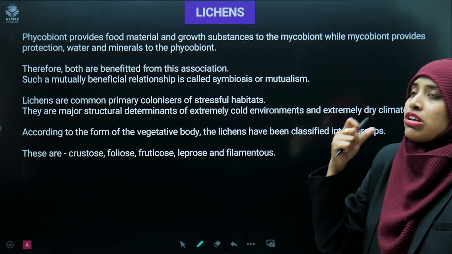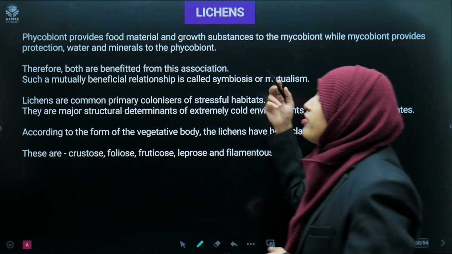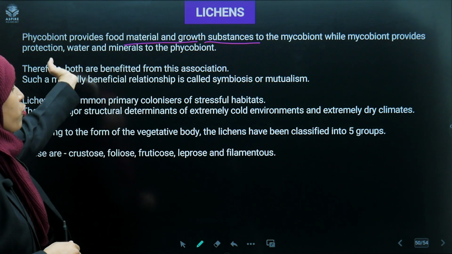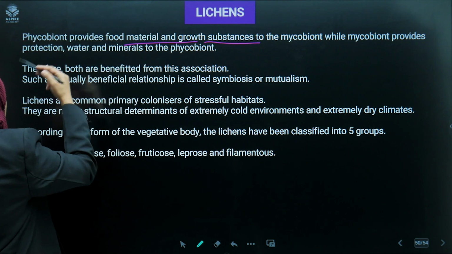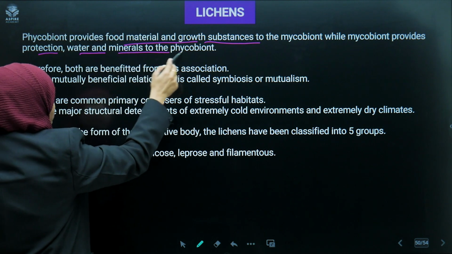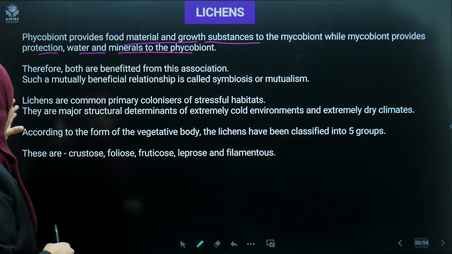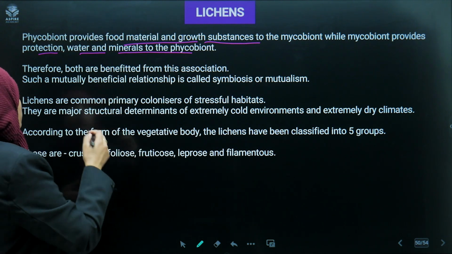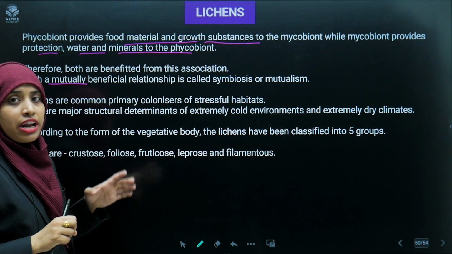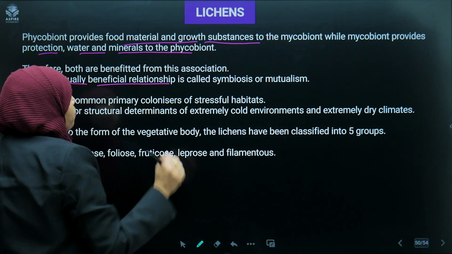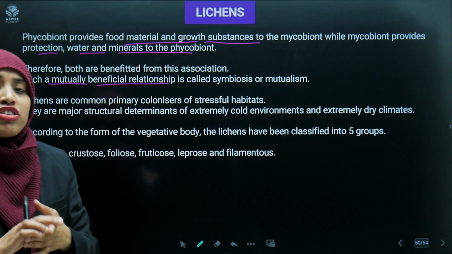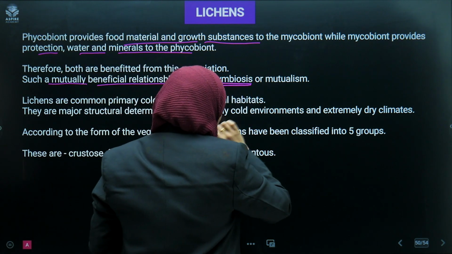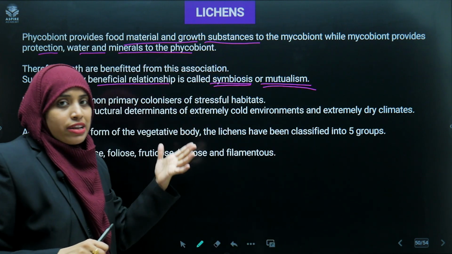Now the phycobiont part, we have seen, provides the food material and the growth substance to the mycobiont. And the mycobiont provides protection, water and minerals to the phycobionts. So both are benefited in this association. Here both benefit and they show a mutual relation. This relation, in which both organisms are benefited by each other, is known as symbiosis, or we can even call it mutualism.